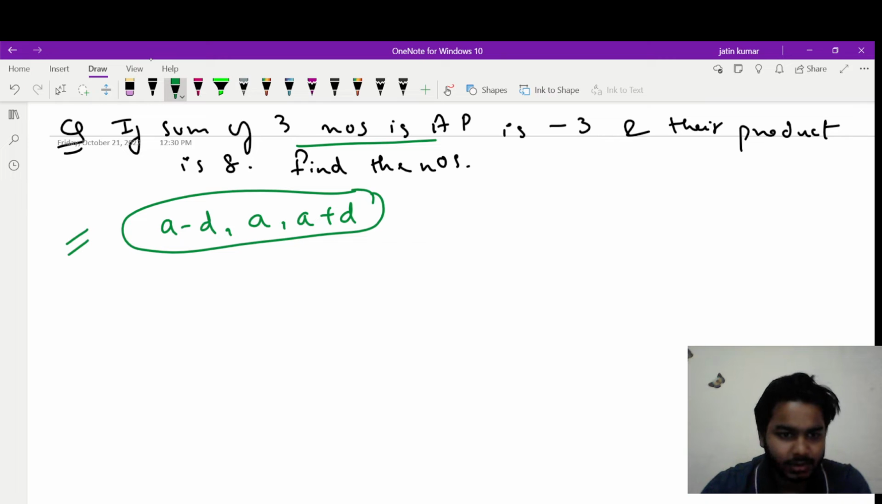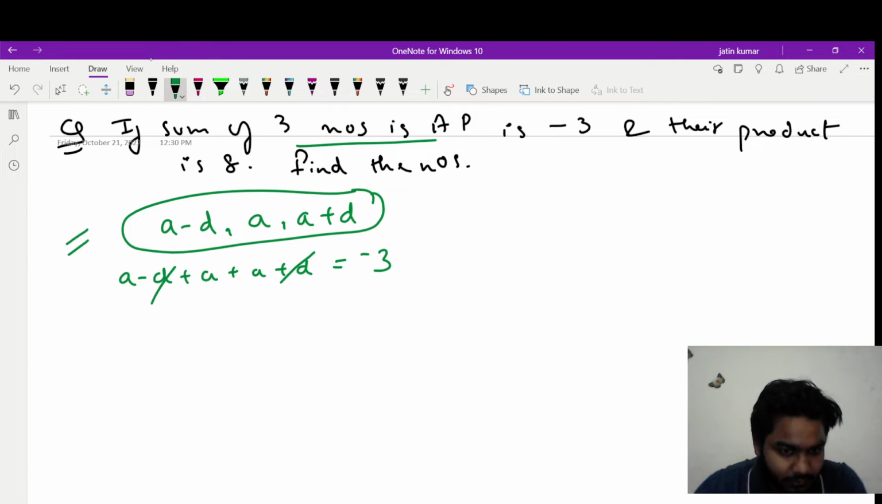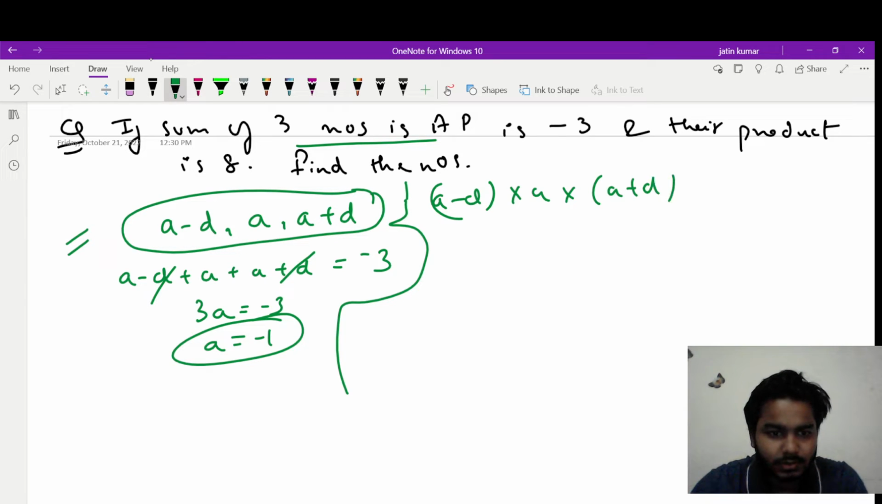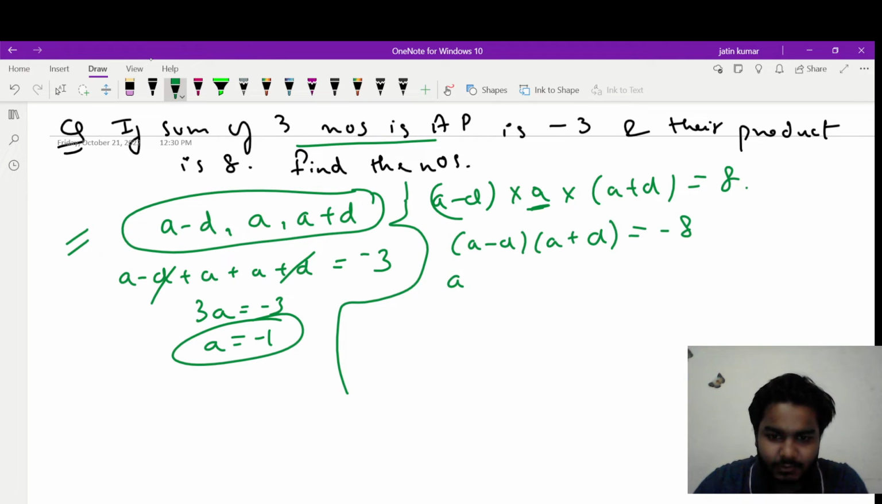We are given the sum, so A minus D plus A plus A plus D is equal to -3. D and D cancel, so 3A is equal to -3, so A will be -1. We are also given the product, so the product is 8. Let's put the value of -1, then it goes to the other side and makes it -8. This A goes below, so we are left with A minus D and A plus D as -8. A square minus D square is equal to -8.